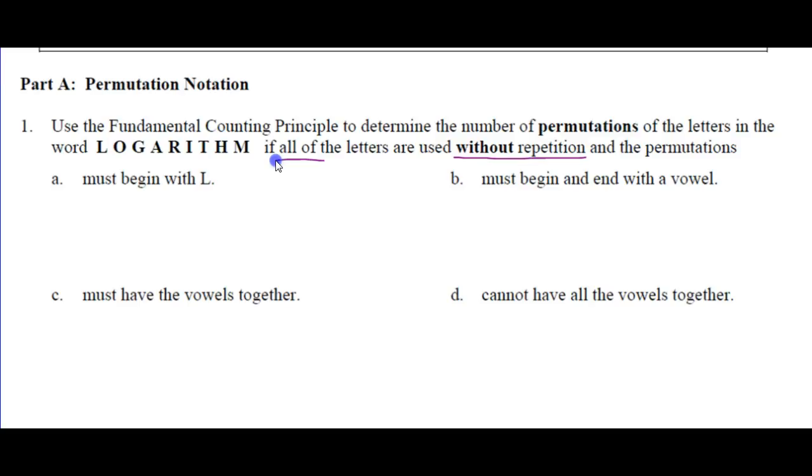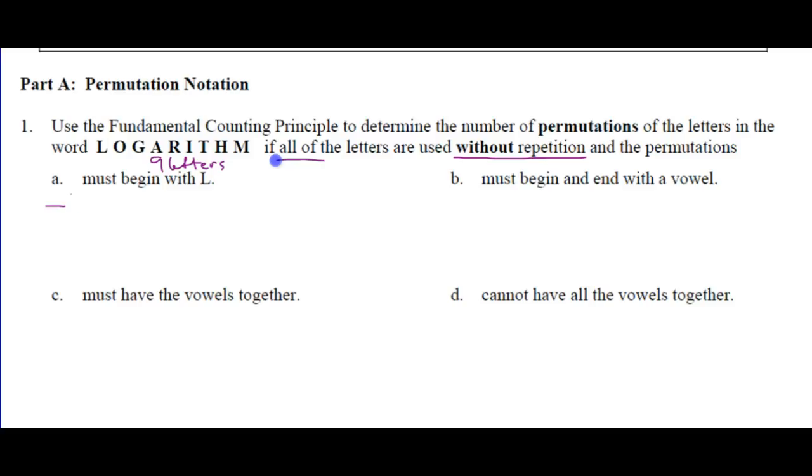So, question one, whenever you're doing a permutation with letters, how many letters are in logarithm? There are 9 letters, and they're all different. You can imagine that you have 9 Scrabble tiles in front of you, with an L, an O, a G, an A, an R, an I, a T, an H. We say that it must begin with an L.